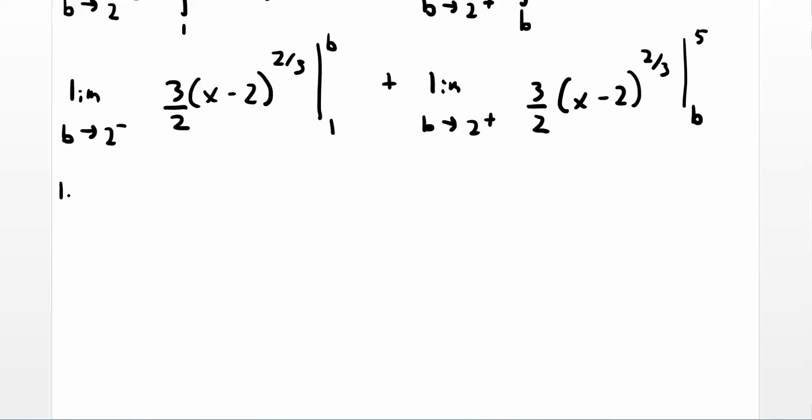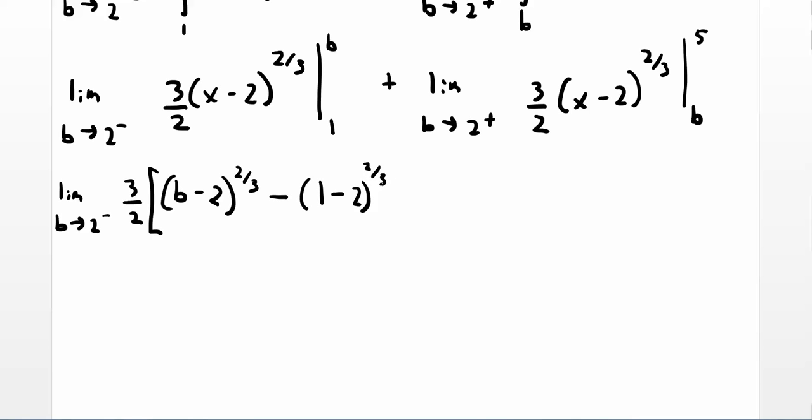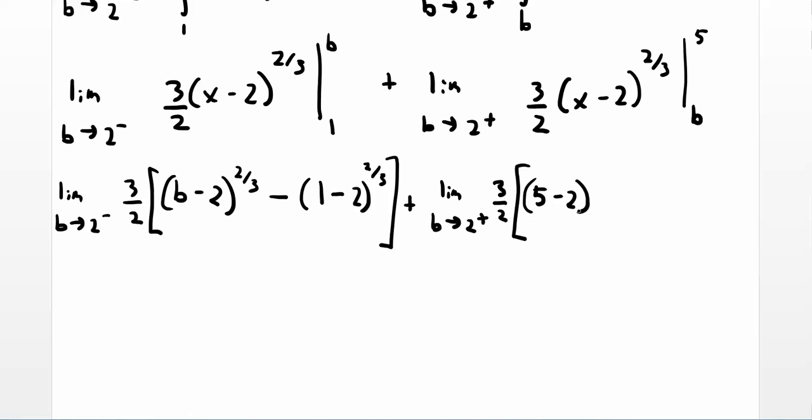Okay. Put these limits aside for a bit. 3/2, and now we just plug in our bounds as you would expect. So (b minus 2) to the 2/3 minus (1 minus 2) to the 2/3. That takes care of the first integral, plus the limit as b approaches 2 from the right, and same thing here. 3/2. Plug in the upper bound first, (5 minus 2) to the 2/3 minus (b minus 2), also to the 2/3. And that's where we're at so far.